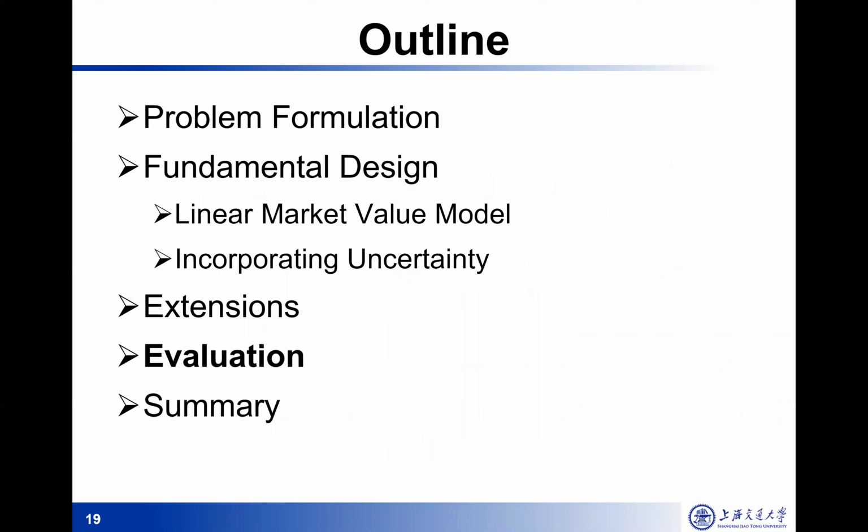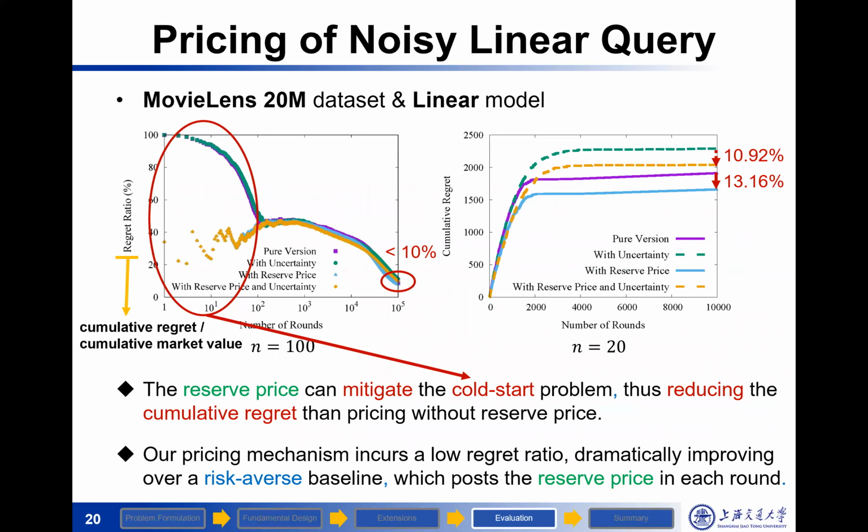We now show the evaluation results. We first investigate the pricing of noisy linear query. We take the MovieLens 20M dataset, and the linear market value model. As shown in the left figure, when the round number is small, our pricing mechanism with reserve price incurs a regret ratio much lower than that without reserve price. We can find that the reserve price can mitigate the cold start problem in a posted price mechanism, thus reducing the cumulative regret, as shown in the right figure.